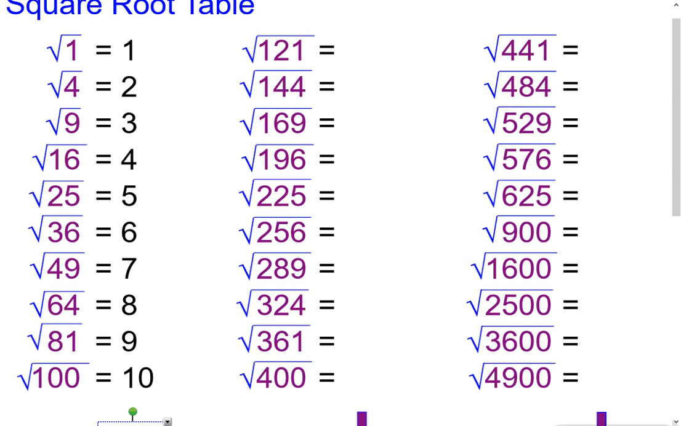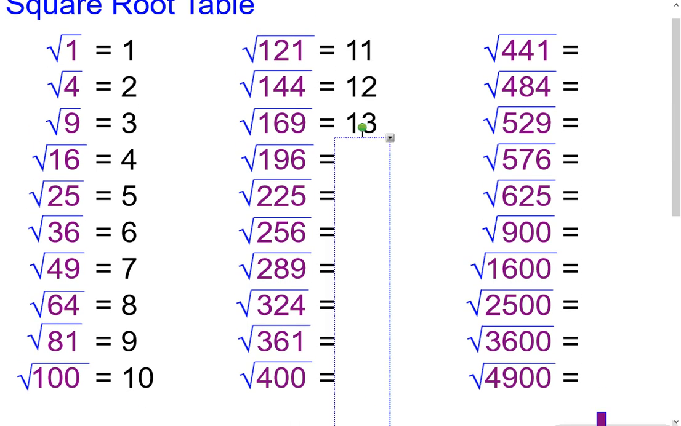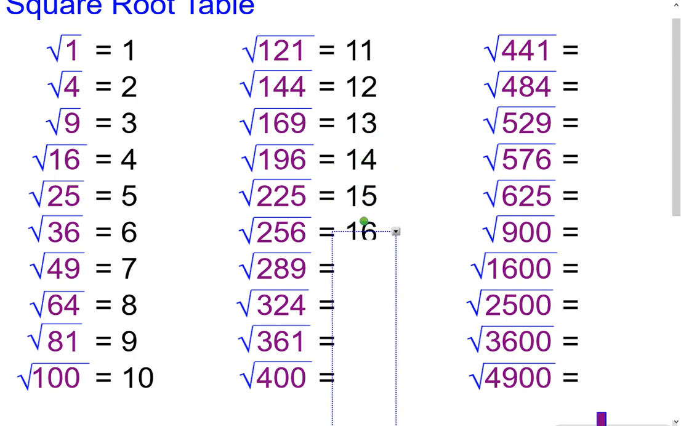And I continue on with this side. Square root of 121 is 11, square root of 169 is 13. And like I said, this just keeps going and going. And you see them all.